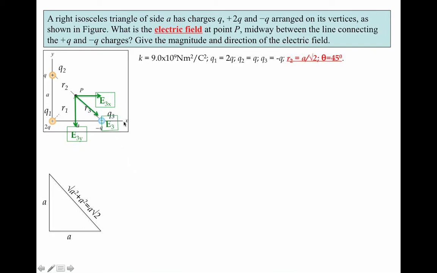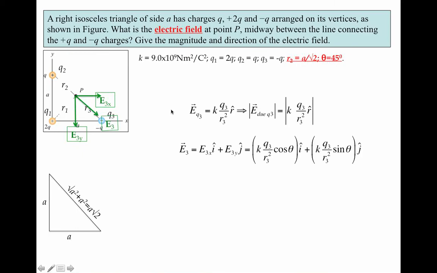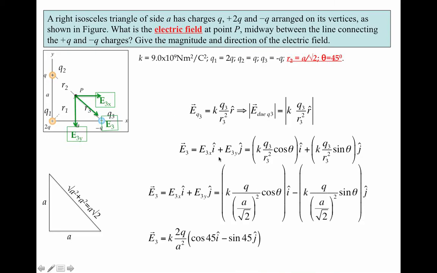Similarly, I can do E3, the electric field due to the third charge, which is this guy here. Now remember, this is negative, and so the electric field will be directed this way. So again, I have an x component along the positive and a y component along the negative, and if I follow the same procedure, I get this is my E3.